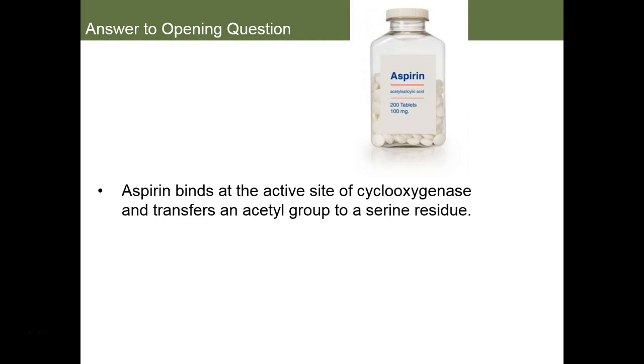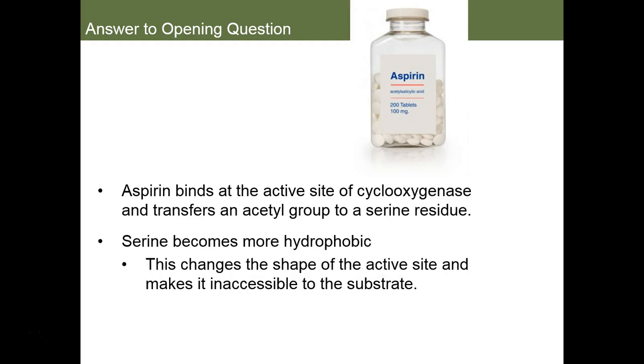So, aspirin binds at the active site of cyclooxygenase. While it binds at the active site, it changes the shape of cyclooxygenase, putting it out of commission, which reduces inflammation and pain.